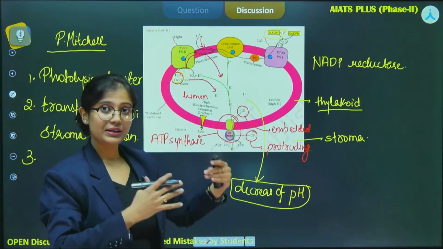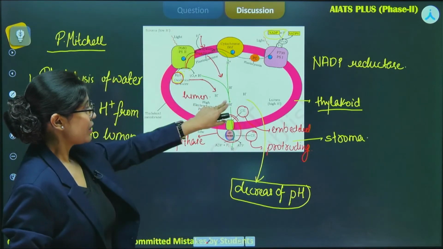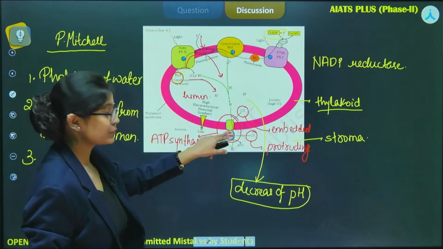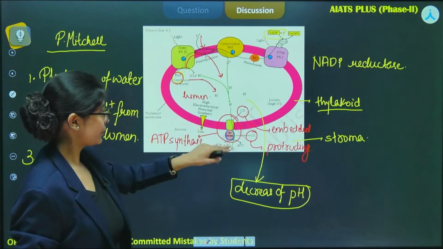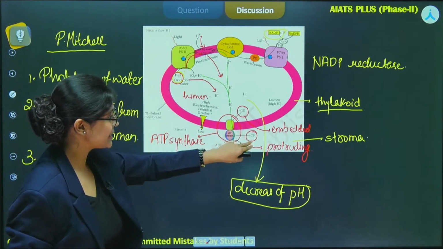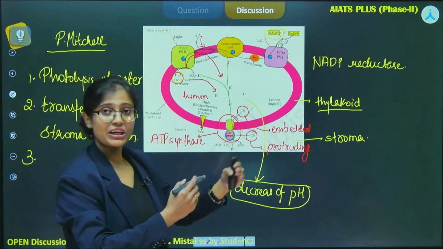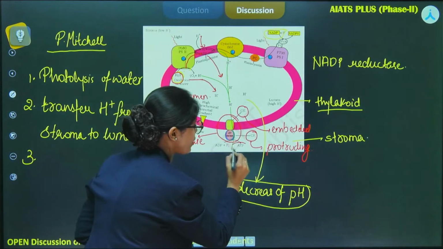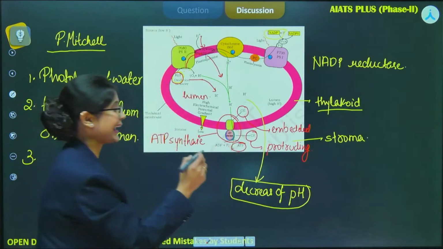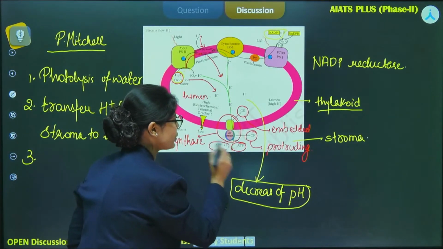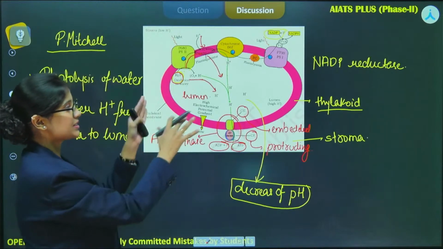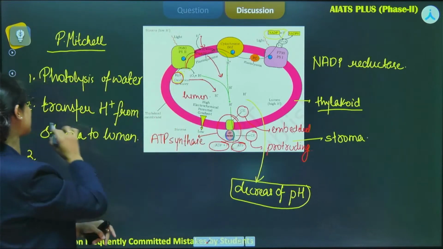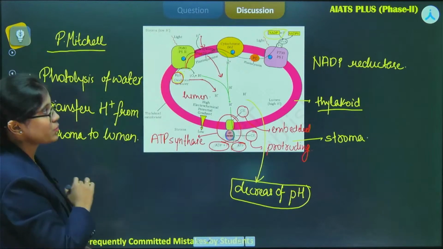Now, how will it form ATP? From here, protons will move through the CF0 particle, right? And then further in the CF1, they will change the conformation of CF1, which will lead to the formation of ATP from ADP and phosphate group, right? So this is how ATP gets synthesized during the chemiosmosis.